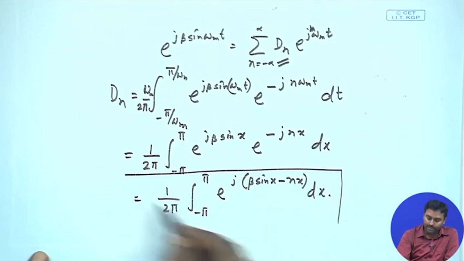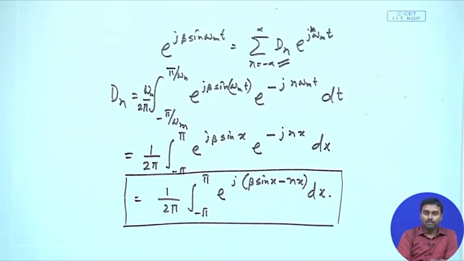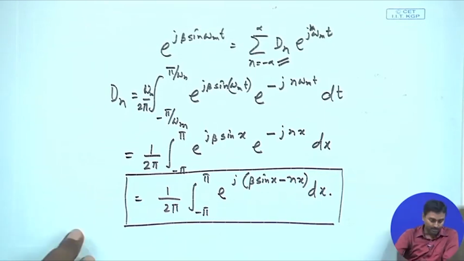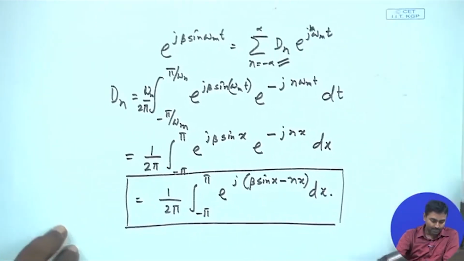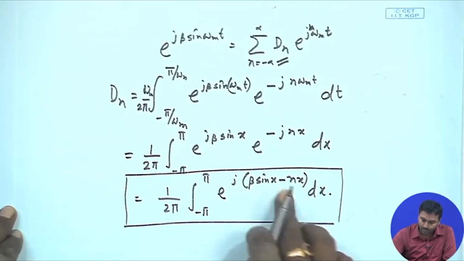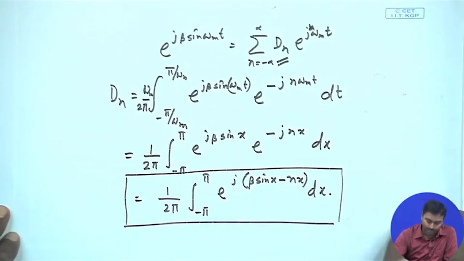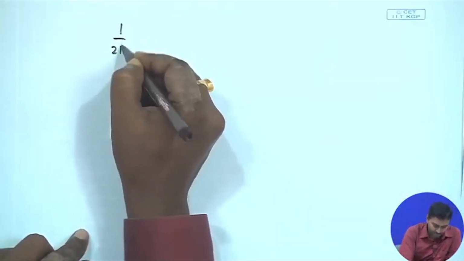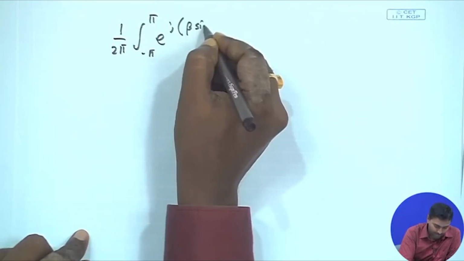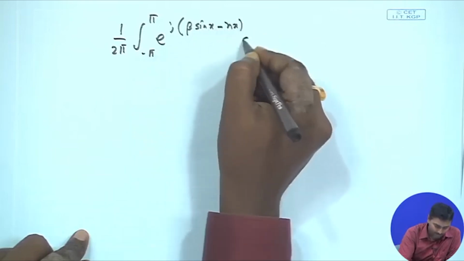This particular integral is not something that can be calculated easily, okay. That has to be numerically evaluated, but this has a name. This was by Bessel, and this is called Bessel function of nth order actually. Because this n is there, it is called nth order Bessel function. So, I can write this as 1 by 2 pi integral minus pi to pi e to the power j beta sin x minus n x dx.